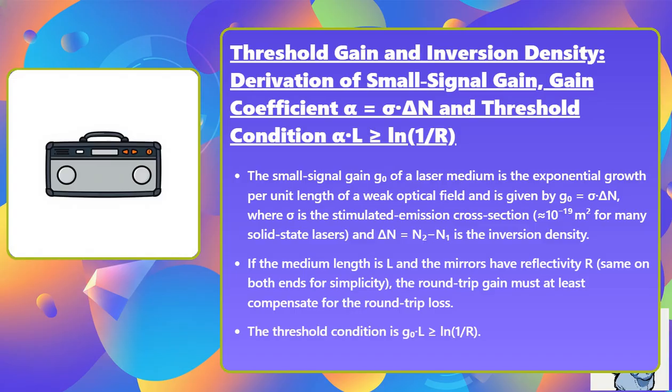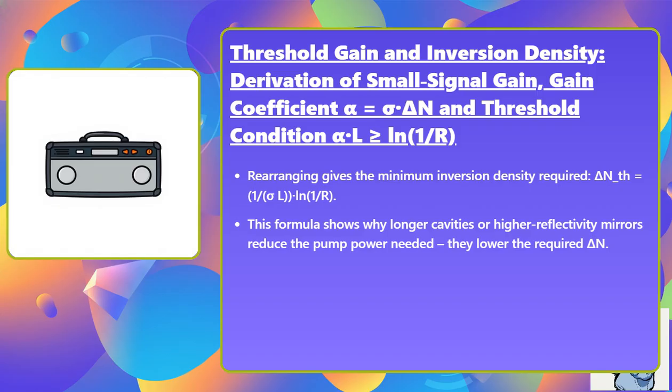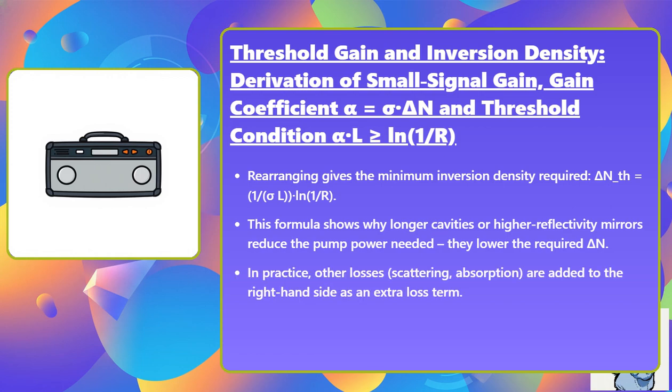The threshold condition is G0 times L greater than or equal to the natural logarithm of 1 over R. Rearranging gives the minimum inversion density required. Delta n sub th equals 1 divided by sigma L times the natural logarithm of 1 over R. This formula shows why longer cavities or higher reflectivity mirrors reduce the pump power needed. They lower the required delta n. In practice, other losses, scattering and absorption, are added to the right-hand side as an extra loss term.